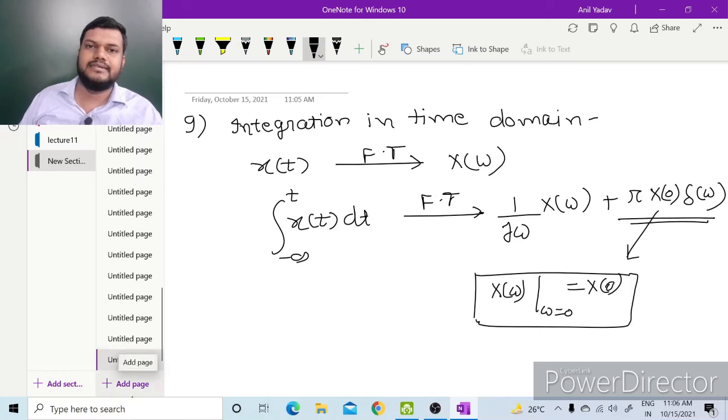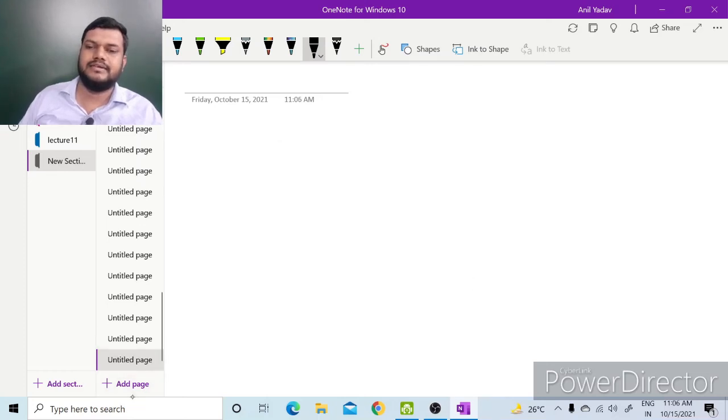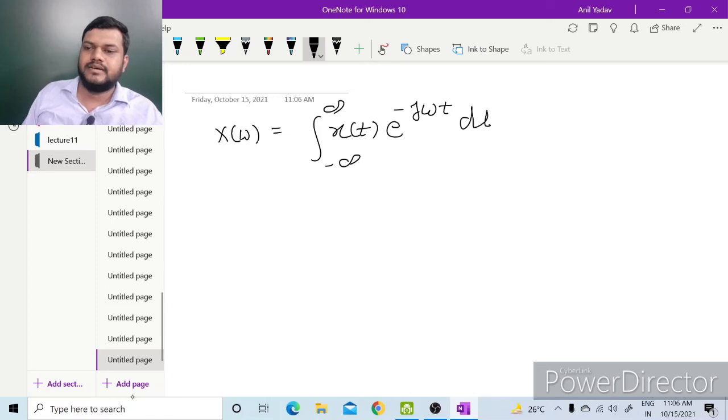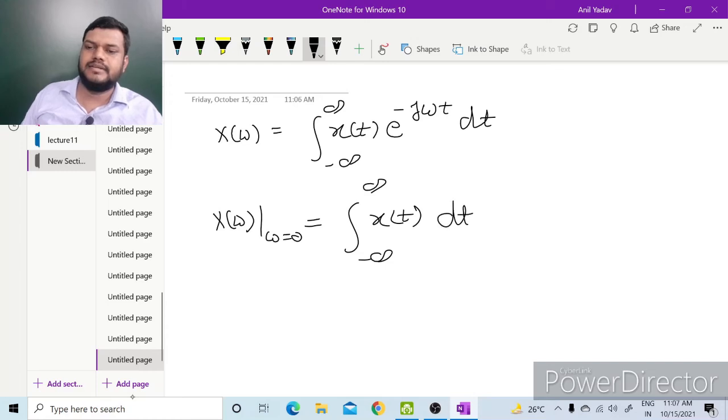Or we can say it in other words: we know X(omega) is the integral from minus infinity to infinity of x(t) e to the power minus j omega t dt. So X(omega) at omega equal to 0 will be the integration of x(t) dt. Means if this is non-zero, it means area under x(t) is non-zero, then only the second term will be present.